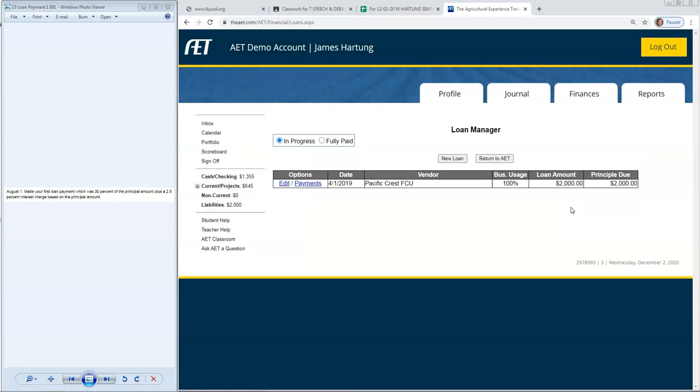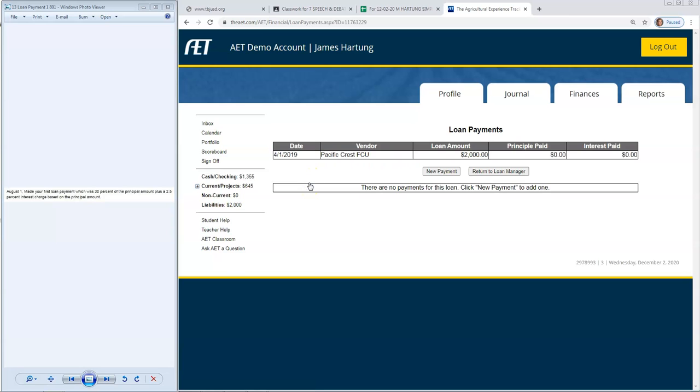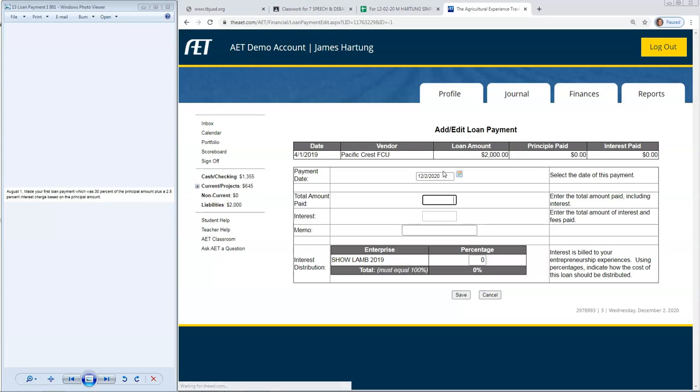So we'll head over to Loan Manager and then look at the Payments section. And then the window pops up and we can see a New Payment button. Let's go ahead and click that. And here at the Add Edit Loan Payment window, we see that the first thing we need to do, of course, is enter the date, which is August 1st of 2019.